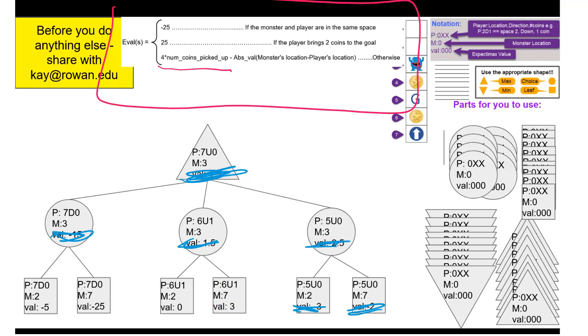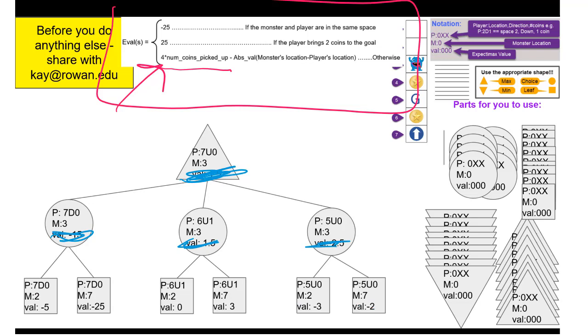So that turns out to be the value 3. And then for the one on the far right, again, these guys have 0 coins, so it's just going to be 0 minus something, right, because I'm using these equations. And of course, the player and the monster are not in the same spaces in either of these, so I know I'm not using that negative 25 or 25 thing. So it's just negative of the distance between them. So this first one works out as negative 3, and the second one works out as negative 2.